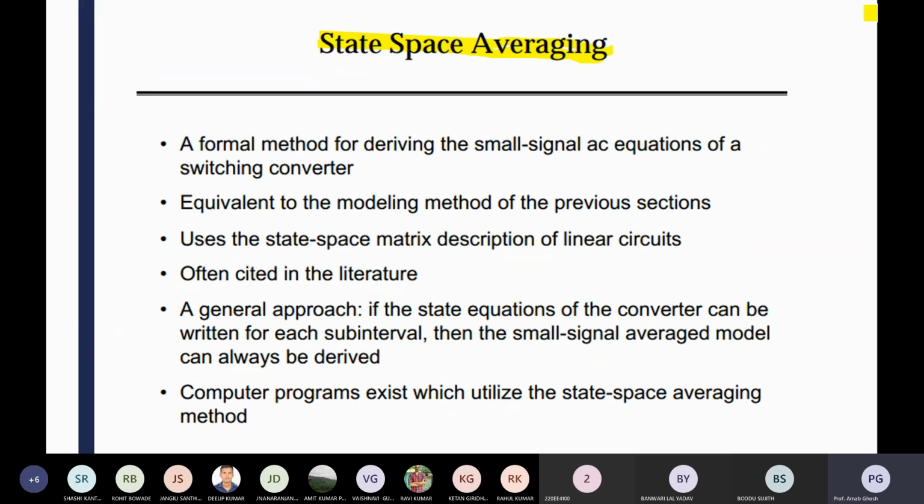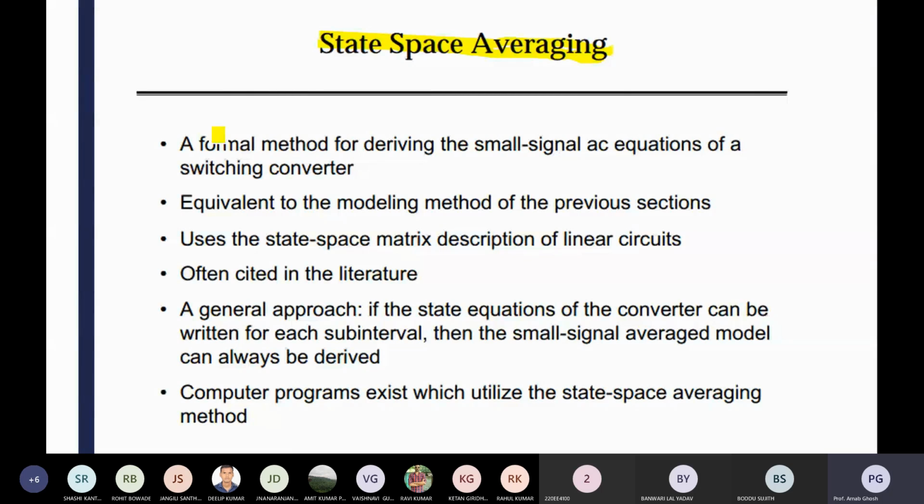In this section we are almost completing our state space averaging process. From the previous slides you can understand the state space averaging modeling process for different converters: buck, boost, then buck-boost, now flyback. Now we're going to take another example.